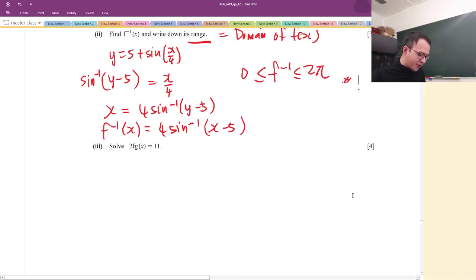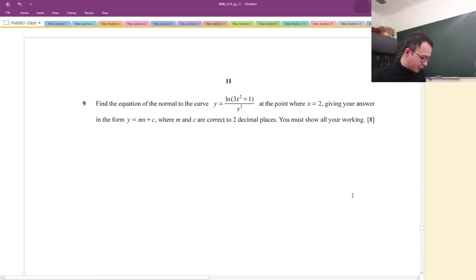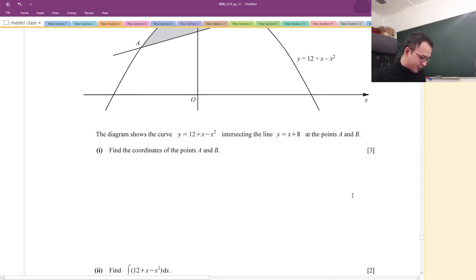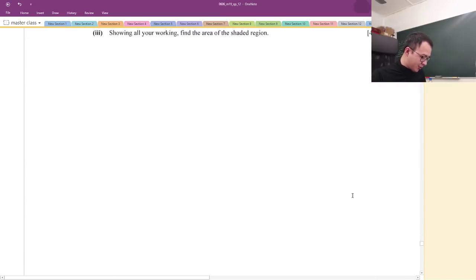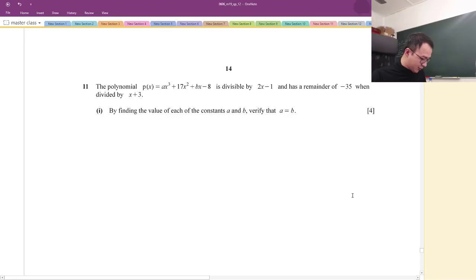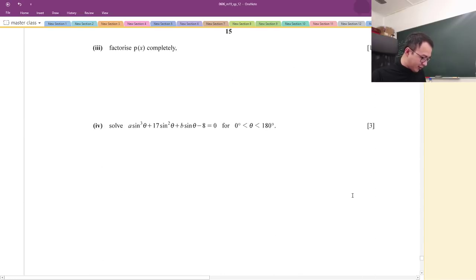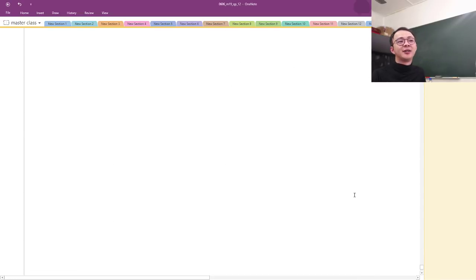Okay, then the composite function is very simple. I'm not going to do it. Equation of normal is simple. Integration should be quite easy also. Remainder theorem, factor theorem. Okay, yeah, no more already. So yeah, let's go to the tangent. Okay, let's do integration now, because some students might need integration.